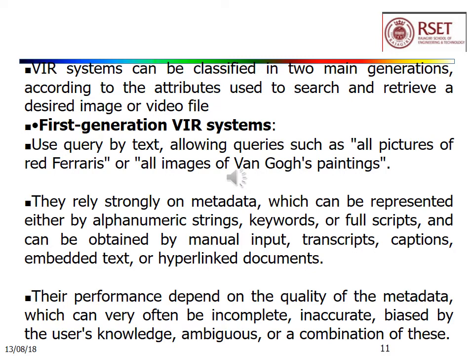The performance depends on the quality of the metadata. Sometimes the metadata assigned to a particular image is incomplete or inaccurate, or the user does not have good knowledge, which is also a problem, and sometimes it is ambiguous or a combination of these.